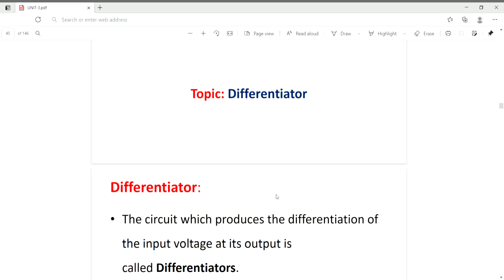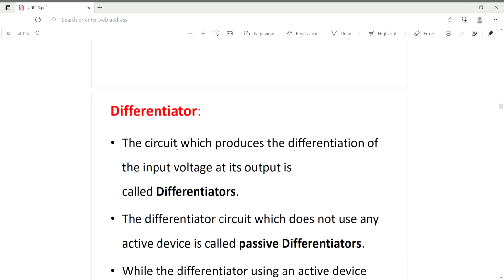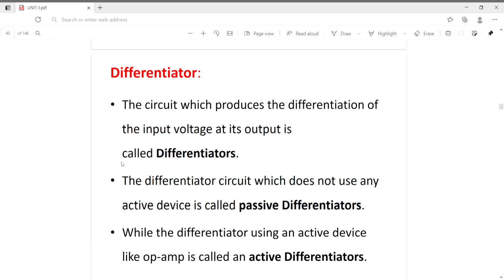Hey guys, so now we'll be looking into the differentiator, which is also an application of operational amplifier. A differentiator is the circuit which produces the differentiation of the input voltage as output. So they are called differentiators for the same reason.